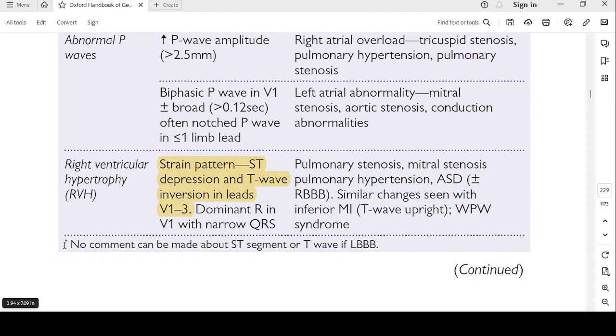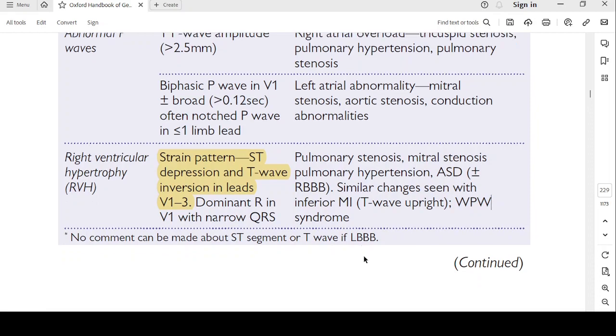So this one was a star we have seen near the left bundle branch block. No comment can be made about the ST segment or T wave if there is LBBB.